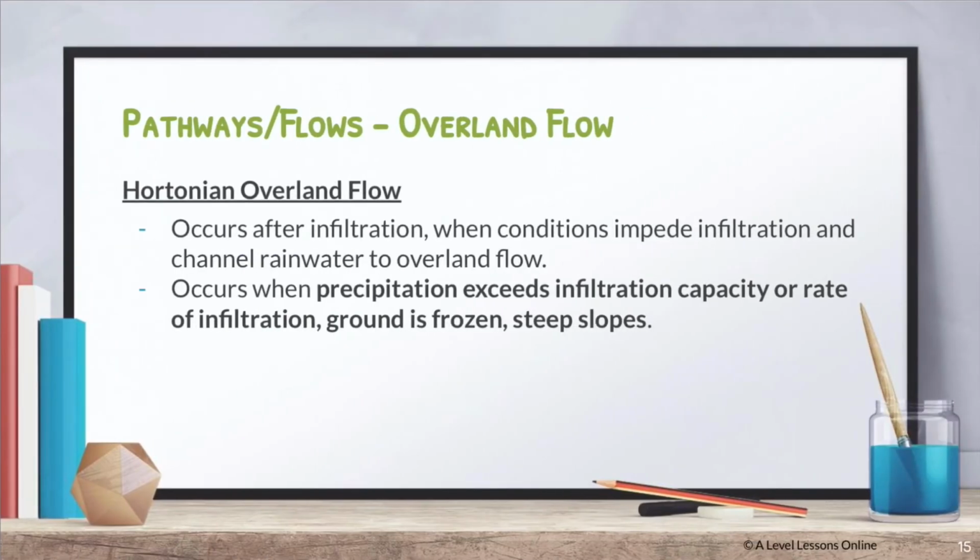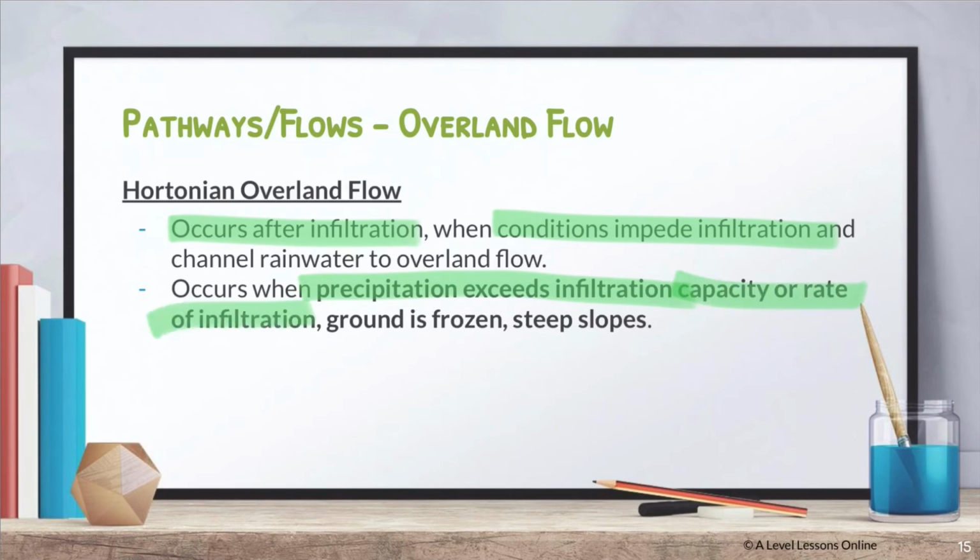HOF firstly occurs after infiltration. This is basically like what I just said just now. It is the post-infiltration stage. When infiltration has already occurred, but infiltration capacity was maxed out, no more water can infiltrate, it becomes HOF. So when conditions impede infiltration and channel water to overland flow, it occurs when PPT, precipitation, exceeds infiltration capacity or rate of infiltration, when the ground is frozen or on steep slopes.